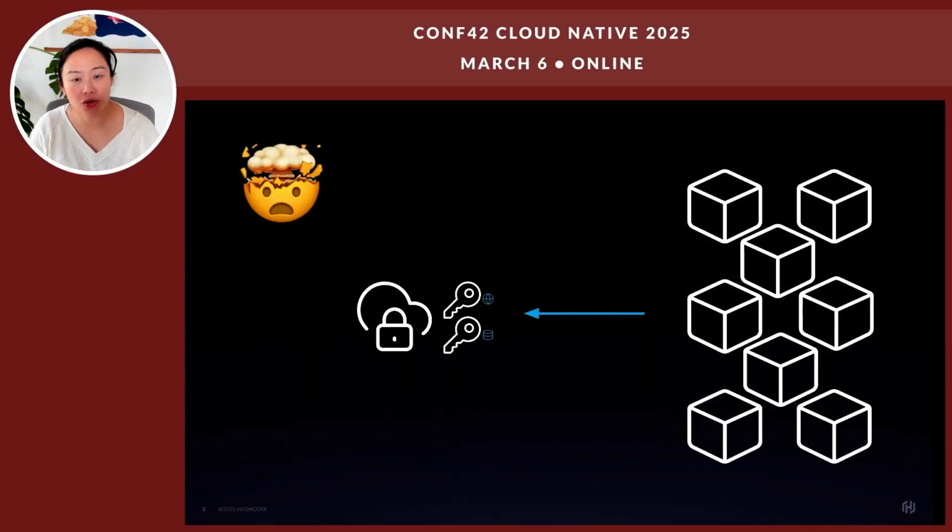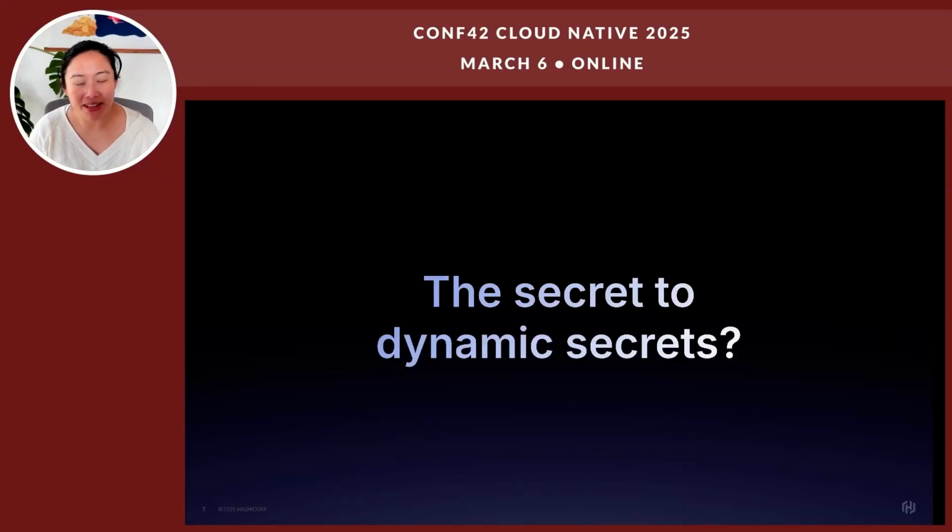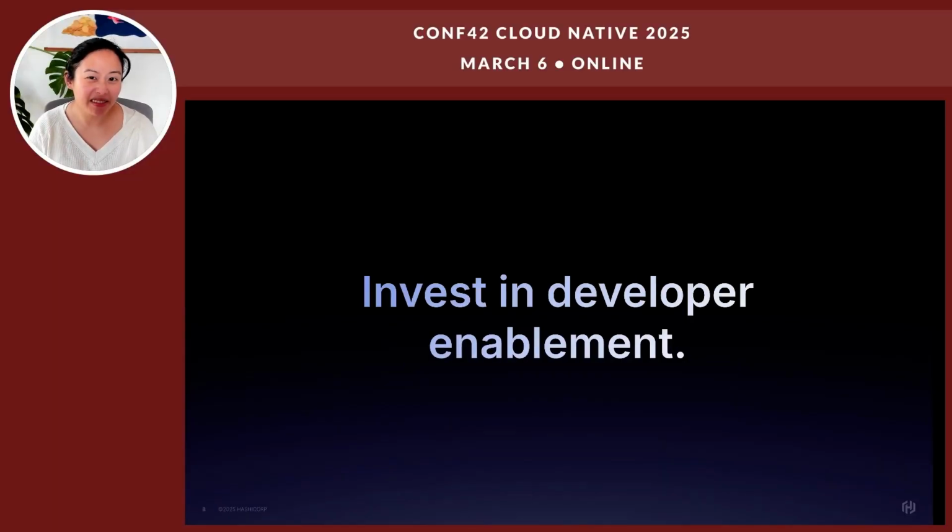Now, there are a couple solutions around this, right? And the first is trying to automate some of this. I spend a lot of my time automating and trying to figure out better workflows for building security into applications and infrastructure. And it turns out that there's one really big secret to doing dynamic secrets. And when I talk about dynamic secrets, the ability for an application to handle a new secret that it has to use, the secret is actually investing in some developer enablement.